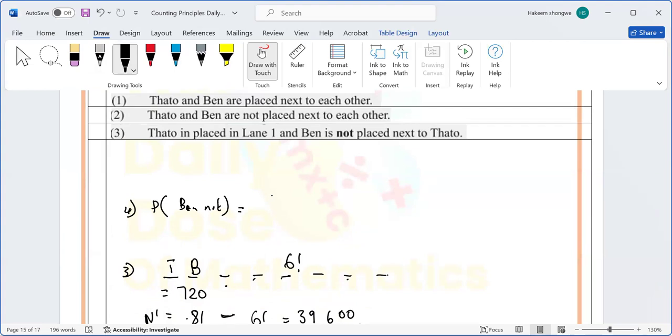We have 8 factorial minus 6 factorial, all over 8 factorial. This is going to be the probability that they are not together, but Tato is in line 1.